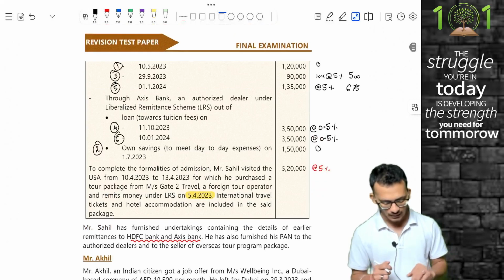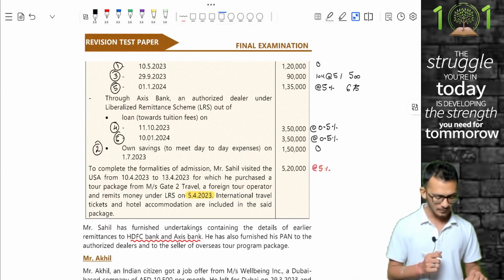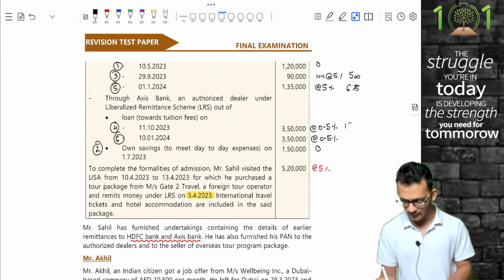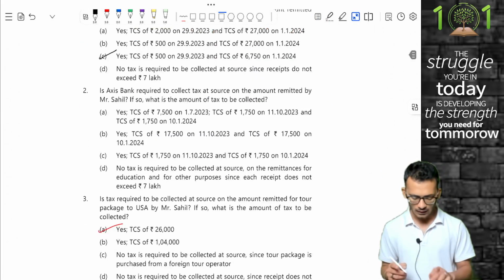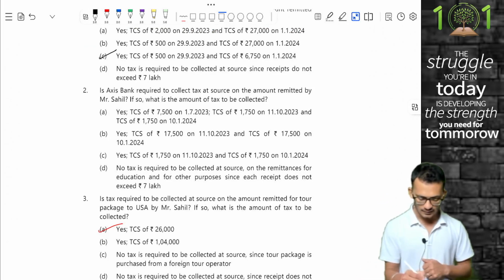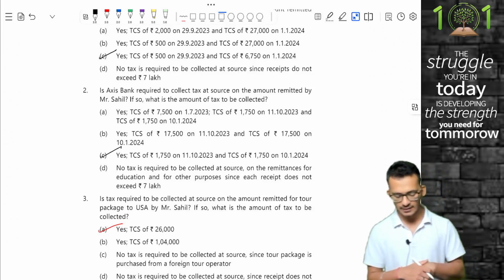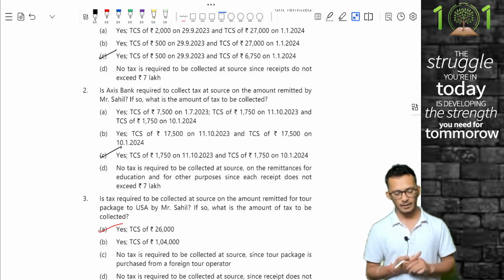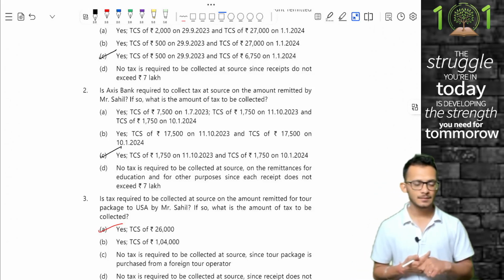Coming to Axis Bank. Axis Bank has 3,50,000 at the rate of 0.5%. So 3,50,000 into 0.5% will give me 1,750. Same 1,750 is on the bottom also. So therefore, going to question number 2: is Axis Bank required to collect TCS on the amount paid by Sahil? Yes. Answer is option number C once again. It is TCS of 1,750 on 11/10 and TCS of 1,750 on 10/1. Yes or no? Please be careful about this.